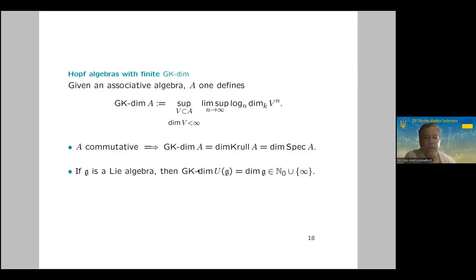Let me recall that the Gelfand-Kirillov dimension of an associative algebra A is given by this formula: the supremum over all finite dimensional V's of the limsup of log n of the dimension of K of V^n, where I assume that 1 belongs to V. If A is commutative, then the Gelfand-Kirillov dimension of A is the Krull dimension of A, which is the dimension of the maximal spectrum of A. And if G is a Lie algebra, then the Gelfand-Kirillov dimension of the enveloping algebra is the dimension of G, which could be an integer or infinite.